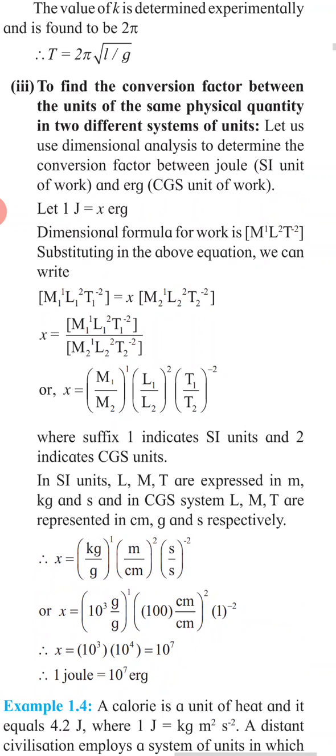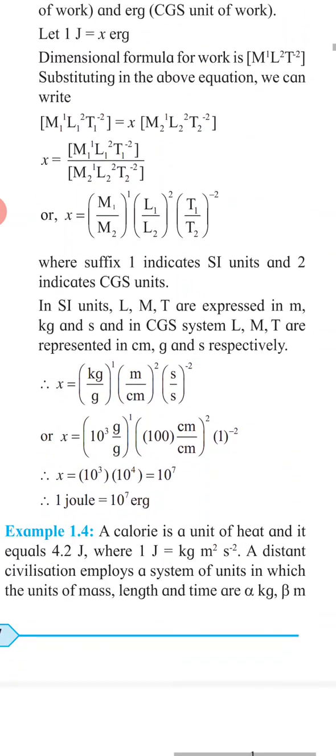Now next one, that is to find the conversion factor between the units of the same physical quantity in two different systems of units. So which two different systems? In previous lectures or the first lecture we have seen these two different systems, that is CGS and MKS. Okay, or MKS we use as SI unit. So let us use dimensional analysis to determine the conversion factor between the joule, that is the SI unit of work, and erg. Okay, erg is the CGS unit of work.